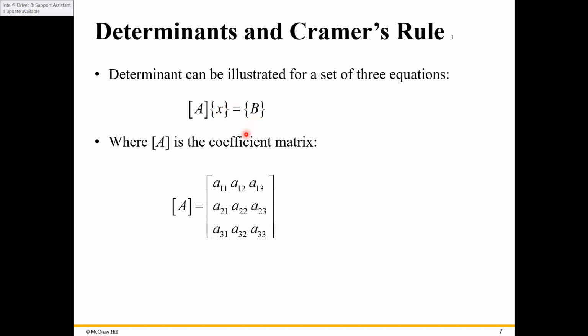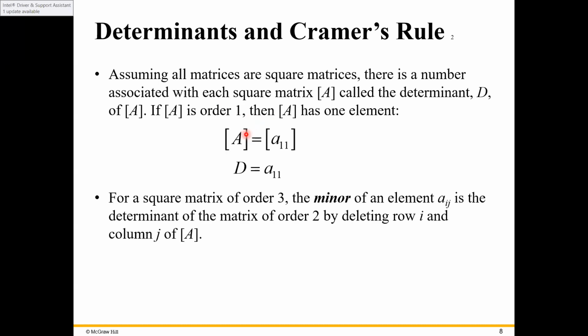So this matrix A is the coefficient matrix. Assuming all matrices are square matrices, there is a number associated with each matrix A called the determinant D. So for each such matrix A, we can say that there is a number. Okay, that number is called D. So how can we determine this number D, that is the determinant?